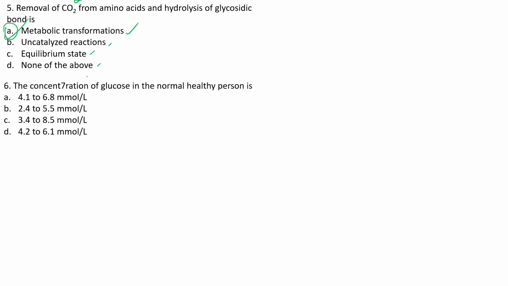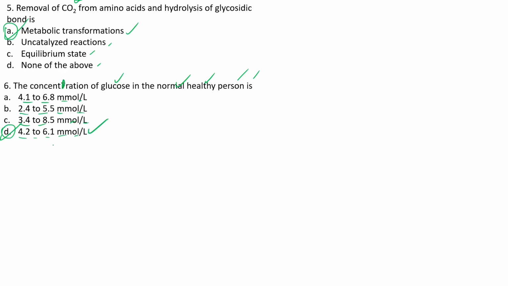The next one, the concentration, sorry, there's an error over here. The concentration of glucose in the normal healthy person is 4.1 to 6.8 millimoles per liter, 2.4 to 5.5 millimoles per liter, 3.4 to 8.5 millimoles per liter, and 4.2 to 6.1 millimoles per liter. So we know the concentration is ranging from around 4.2 to 6.1 millimoles per liter. Hence, D is going to be our right answer.